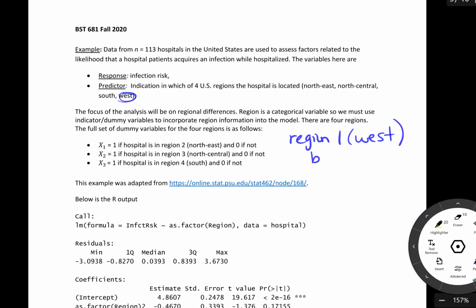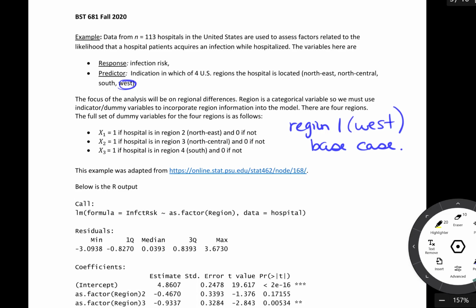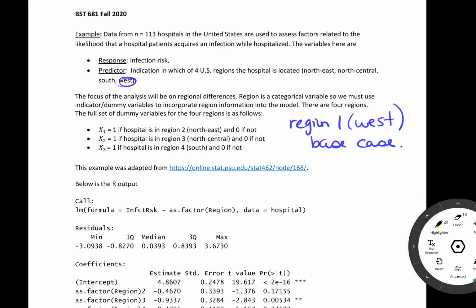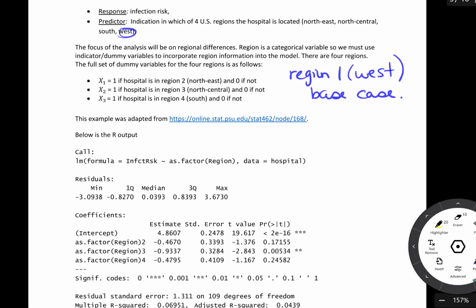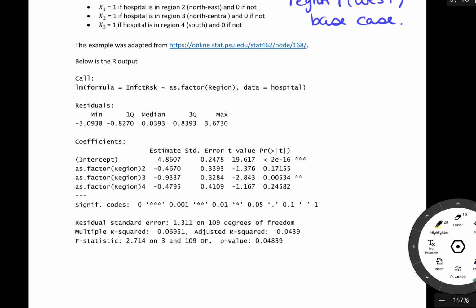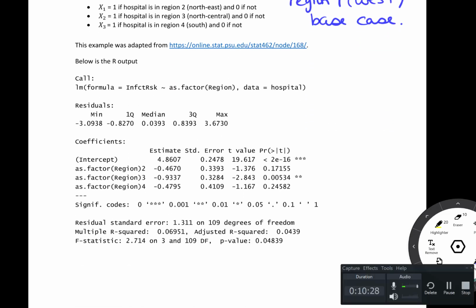This is going to be our base case. And so here are our 3 dummy variables. So here's our R output. So notice here, if we look at our factors, notice that I have my beta hat 1, beta hat 2, and beta hat 3. So in other words, I have the estimates of my coefficients for each of my 3 dummy variables.